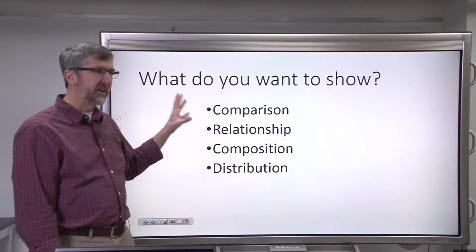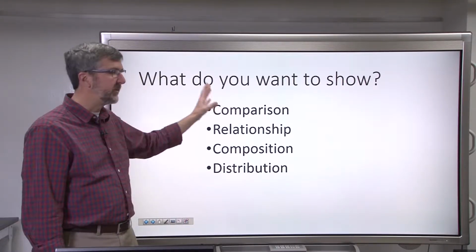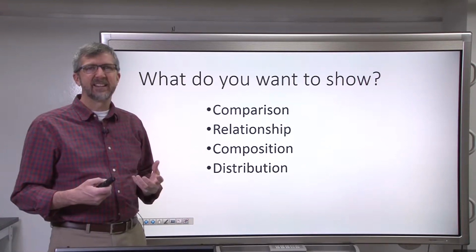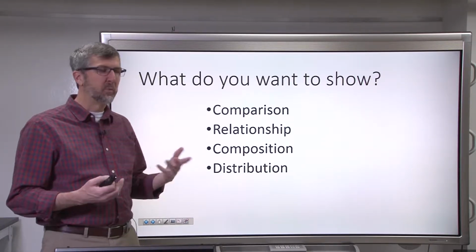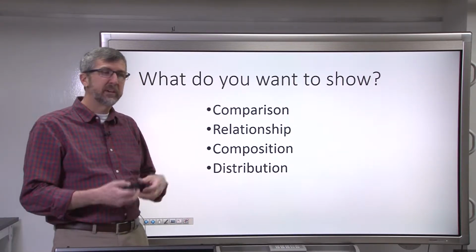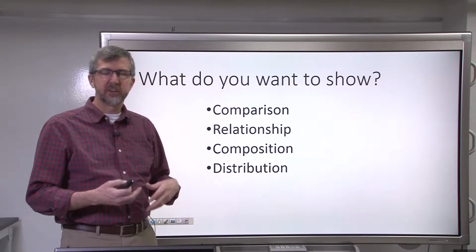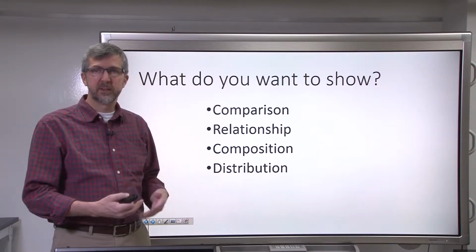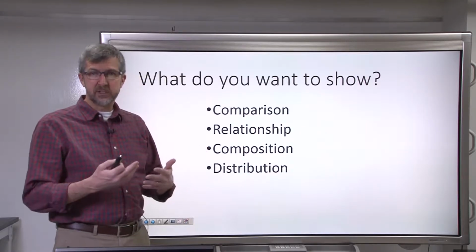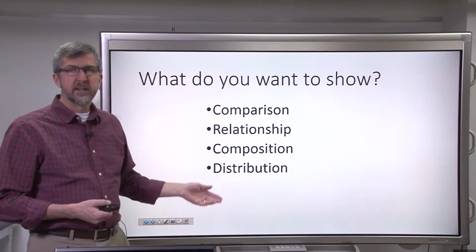So we have to start off by asking a simple question. What do you want to show? And in broad terms, the answer to that question will fall into one of four categories. Comparison: do you want to compare categories, compare variables to one another, compare time points to one another? Relationship: looking at how different variables interact with each other, whether they're correlated or not.